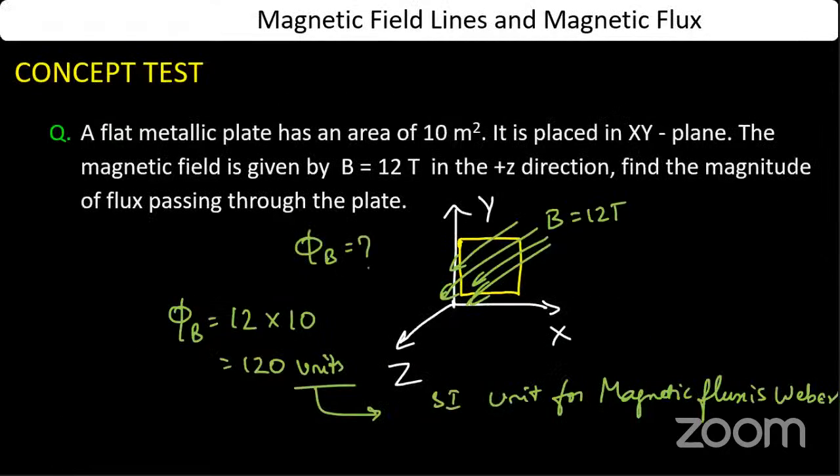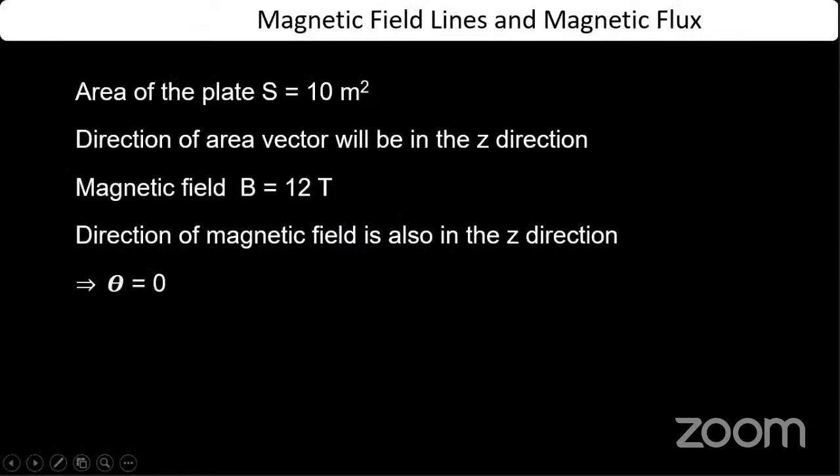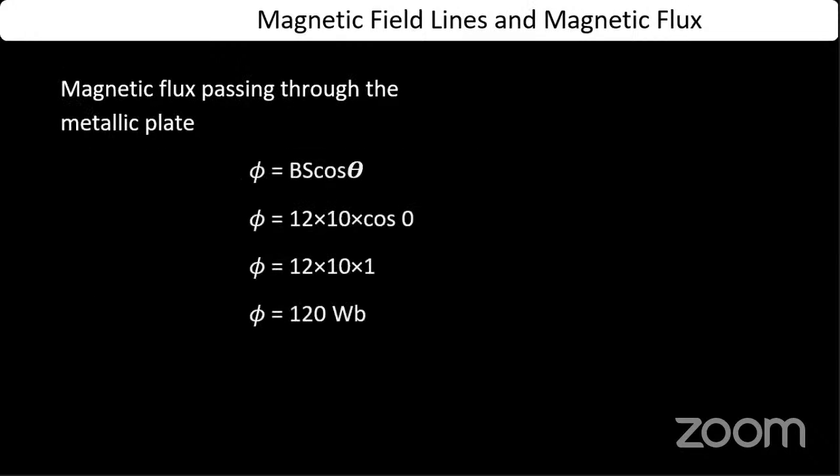Again, BA cos theta, right? So this is cos 0 degrees. Why is it 0? My area vector and the magnetic field are both in the same direction. So my theta is 0. So my magnetic flux will be 120 Webers. The SI unit of flux is Weber. Flux phi b is in Weber.